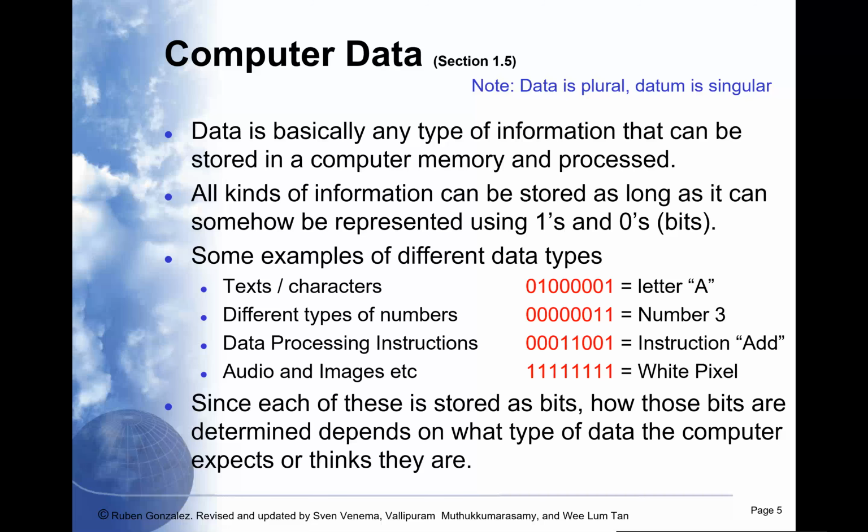Capital B will also be a series of zeros and ones, and it'll be a different series of zeros and ones. From what I understand about the ASCII table, it's most likely 0, 1, 0, 0, 0, 0, 1, 0. And you would be able to do that calculation in your head as well once you understand the ASCII table and see how that actually works. Does that make sense?